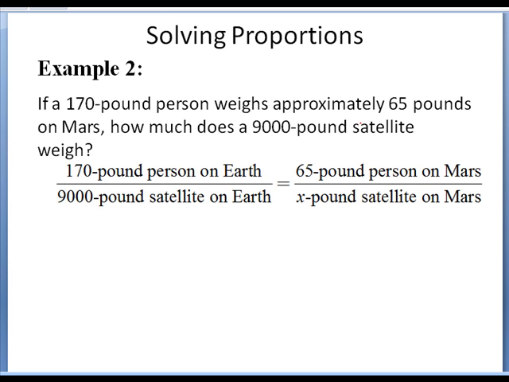So I can set 170 pounds, the person on Earth, over 9,000 pounds, the satellite on Earth, equal to 85 pounds, the person on Mars, over x. You see, this is the same person on Earth and the same person on Mars. So this is in the numerator and this is in the numerator. Right here we have the satellite, and here we have the satellite. In this case, we're looking for the number of pounds of the satellite on Mars.